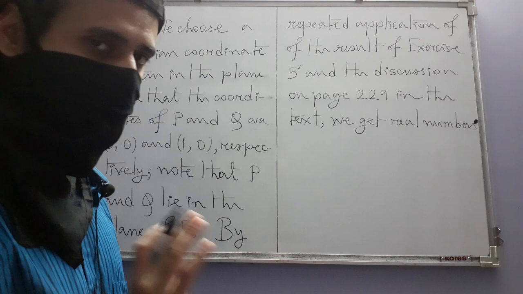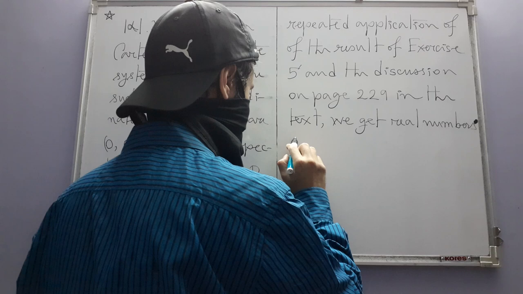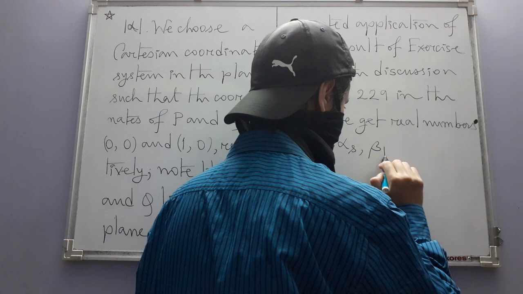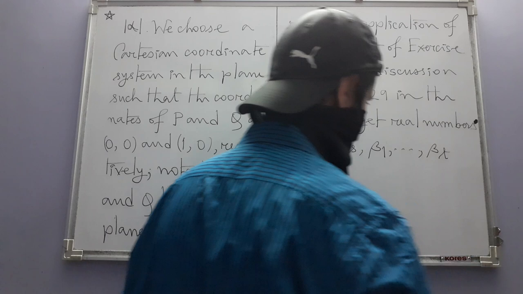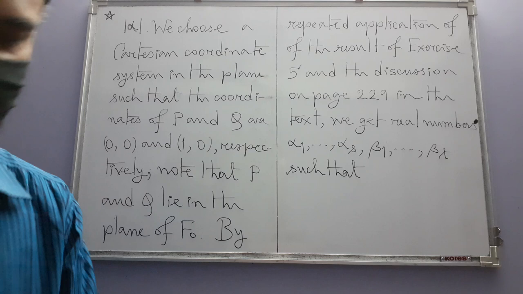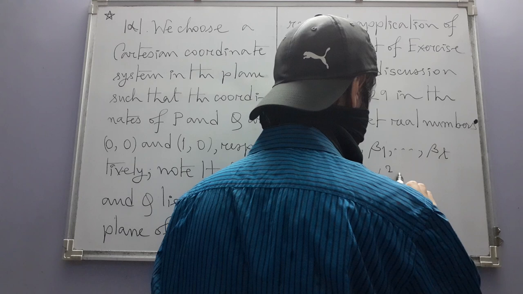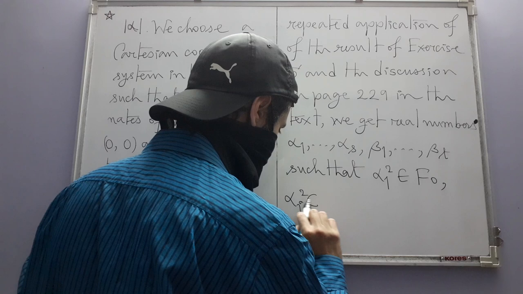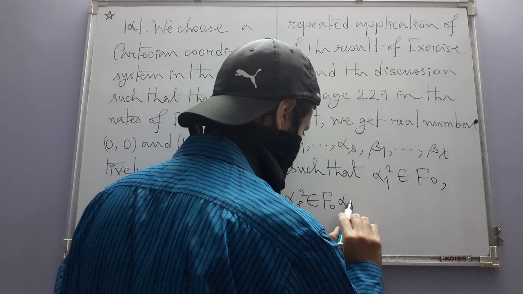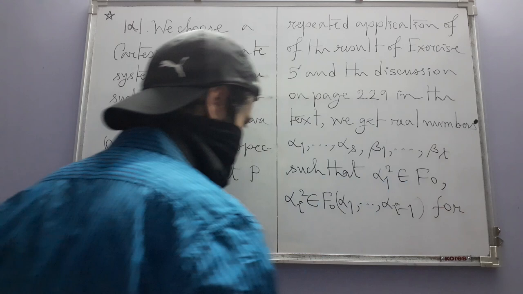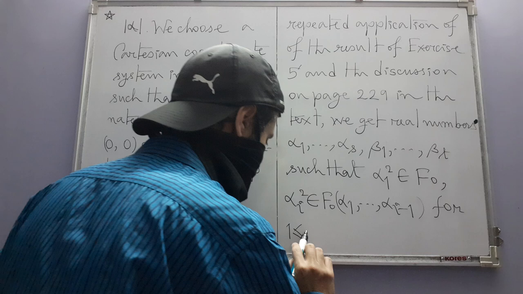We are going to get real numbers alpha 1, alpha 2, and they go like that till say alpha s, and another set of real numbers beta 1, beta 2, and so on up to beta t, such that, okay, there are many things to write, such that alpha 1 square is a rational number and alpha i square belongs to this extension of the field of rational numbers, which is obtained by adjoining the previous alphas. For what type of i? For i varying from 1 all the way up to s.